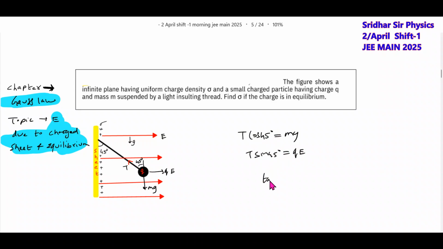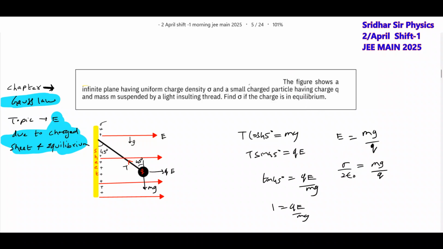We'll divide these two. Tan 45 degree is equal to QE by mg. Tan 45 will be 1. So electrostatic field is equal to mg by charge q. After this, what is the electrostatic field produced by the charged disk? Sigma by 2 epsilon naught.